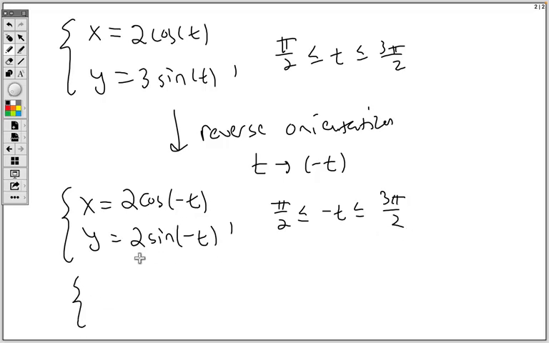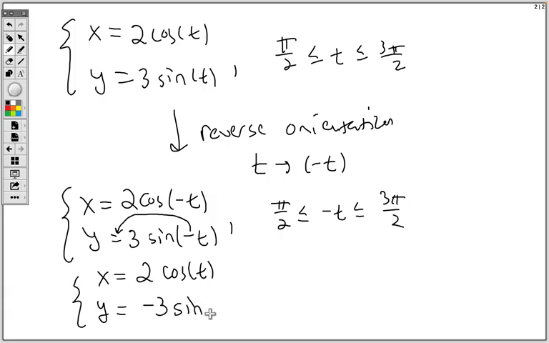The even property of cosine. Cosine will absorb the negative, so x would be 2 cosine t. And the odd property of sine means y would be negative 3 sine of t. And to solve this inequality, I would divide through or multiply through by negative 1. That's going to reverse the inequalities.